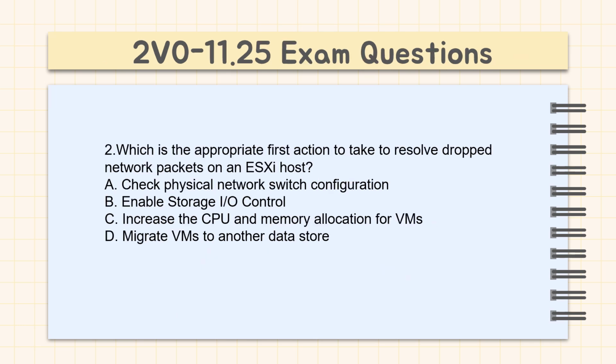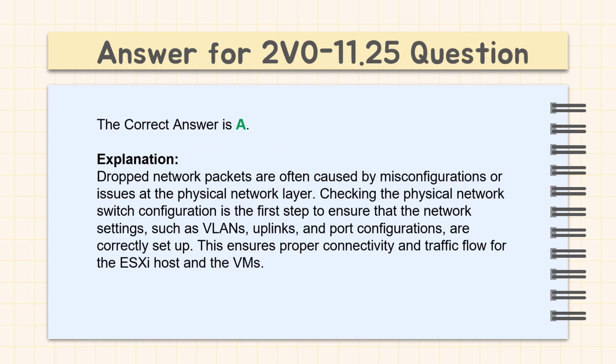Which is the appropriate first action to take to resolve dropped network packets on an ESXi host? A. Check physical network switch configuration. B. Enable storage I/O control. C. Increase the CPU and memory allocation for VMs. D. Migrate VMs to another data store. The correct answer is A.